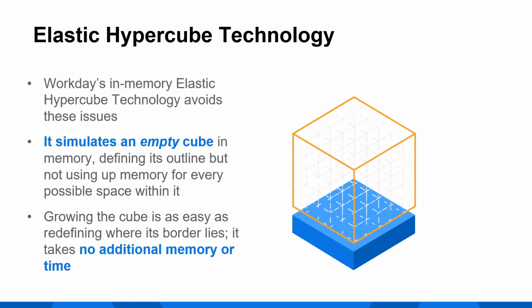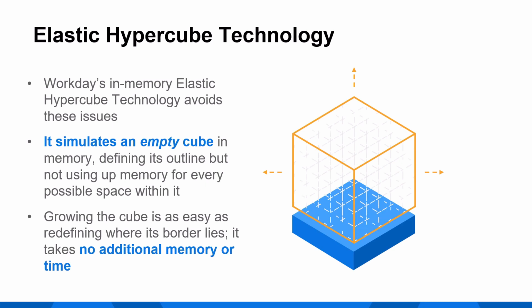Meanwhile, our database treats the cube as if it has been fully defined in memory, no matter how big it's defined to be. This allows admins to change the size and shape of the Elastic Hypercube on the fly, even adding whole new dimensions without shutting down the database. We just redefine where that outline lies. We don't need to allocate any additional memory.